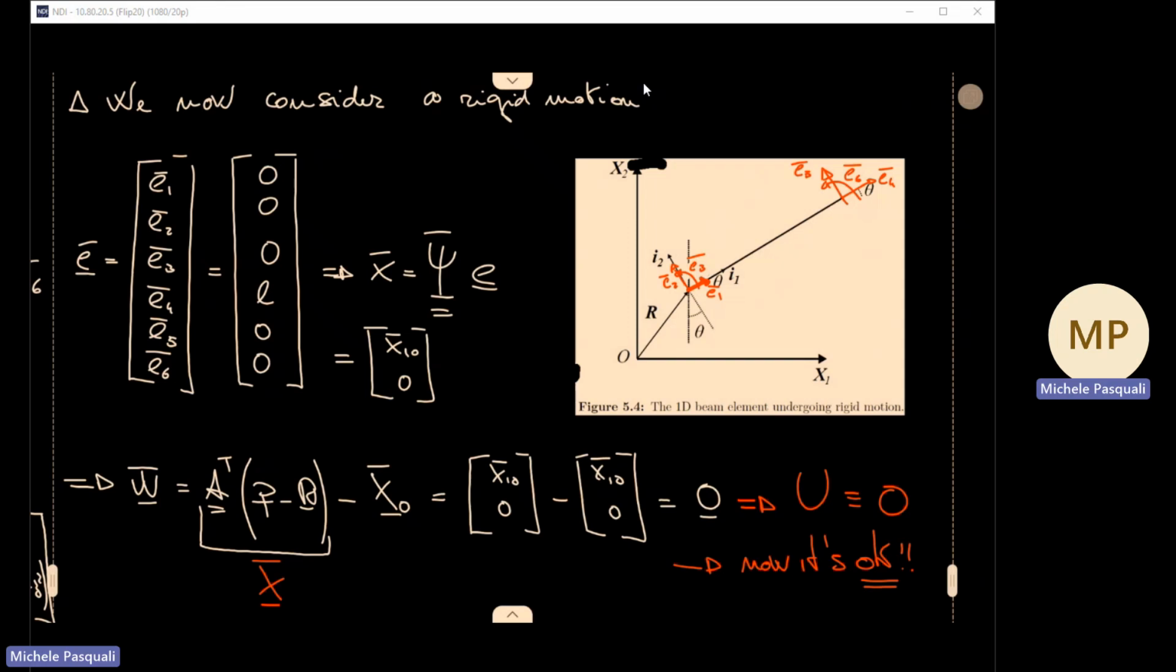So basically, this means, again, to recap, that in this case, the element type, the same element type, associate 0 strain energy to rigid motion. And therefore, it fulfills one of the two conditions required to get convergence properties, which is, of course, fundamental for finite element applications. And that's why these kind of elements are used in codes, as in atoms as well.